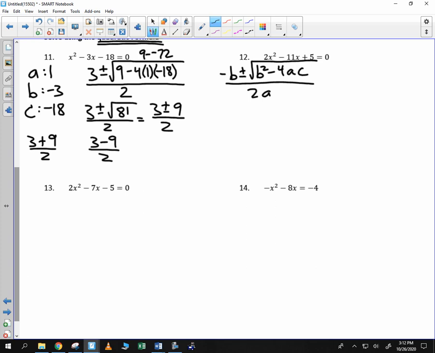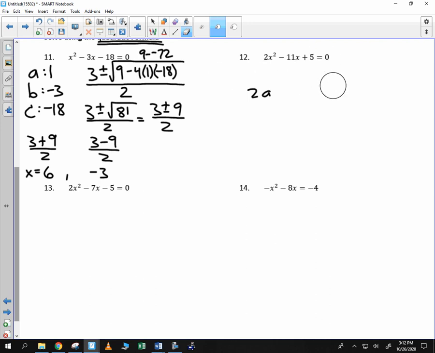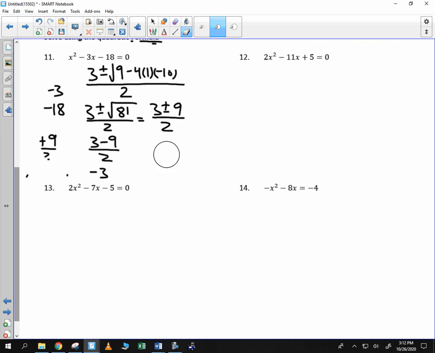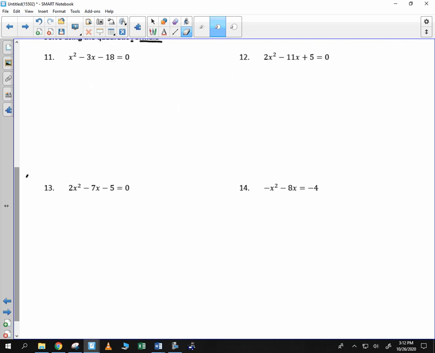3 plus 9 is 12 divided by 2 is 6. 3 minus 9 is negative 6 divided by 2 is negative 3. Those are your two answers, 6 and negative 3. Look at the next one.